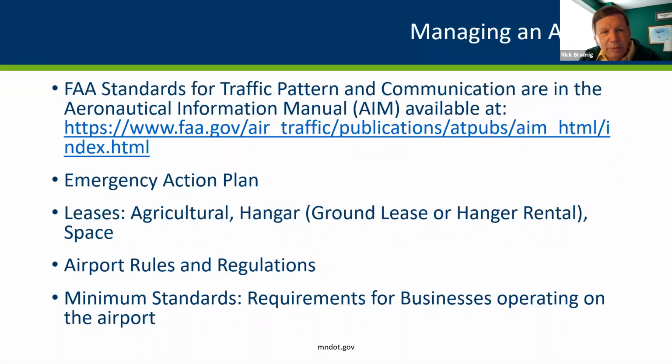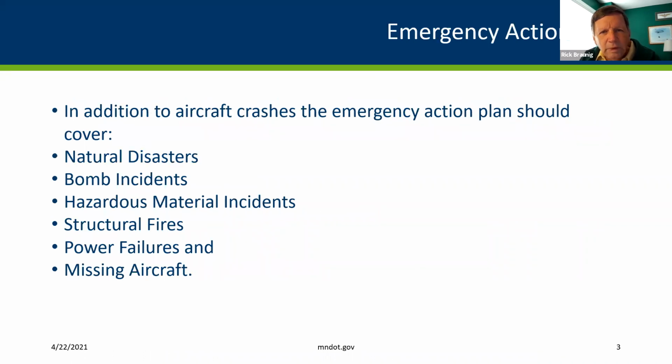There are lots of documents you need for managing an airport. If you're talking about aircraft operating at the airport, that's pretty much taken care of by the FAA. They have standards for traffic patterns and communications, and that's all available, and pilots learn about that in their training. So hopefully everyone is playing nice at the airport. You also need these other documents: an emergency action plan, leases, airport rules and regulations, and minimum standards. So what are these all about?